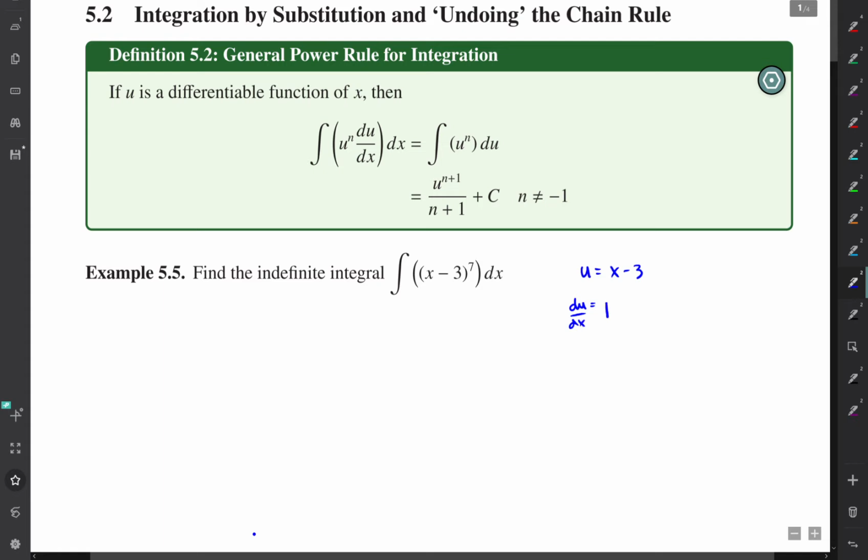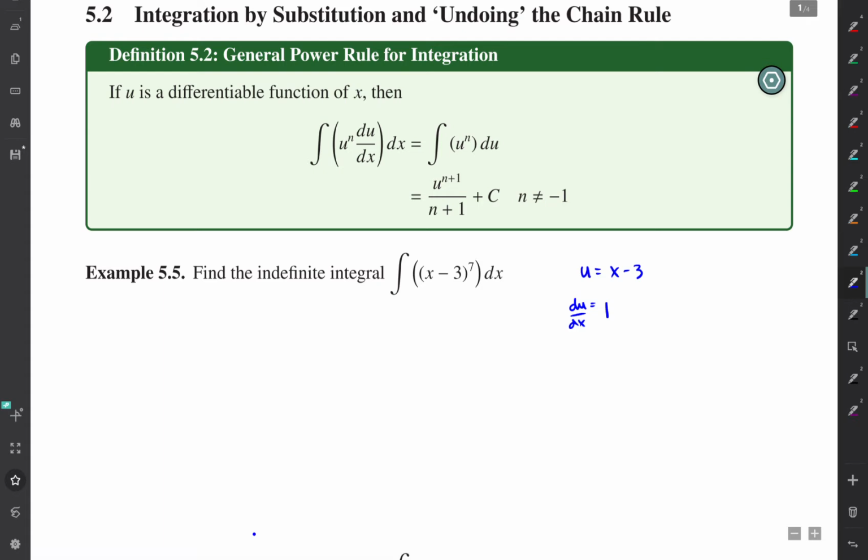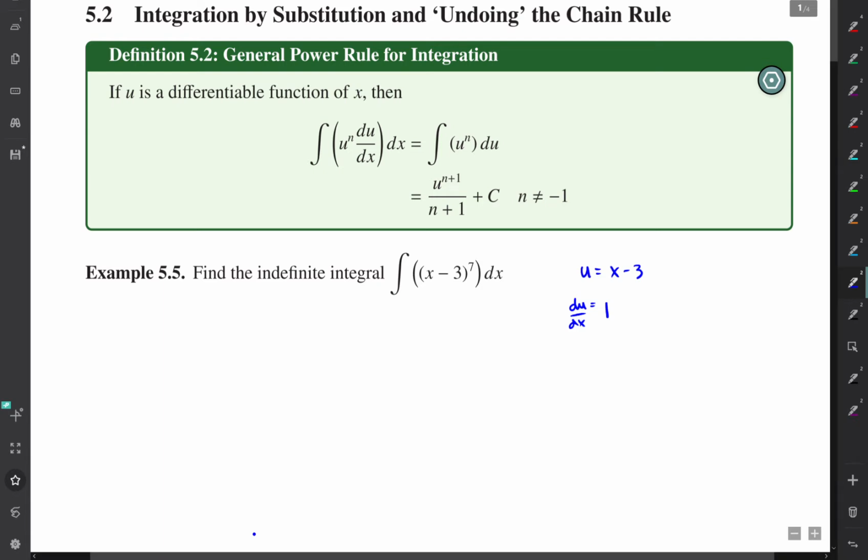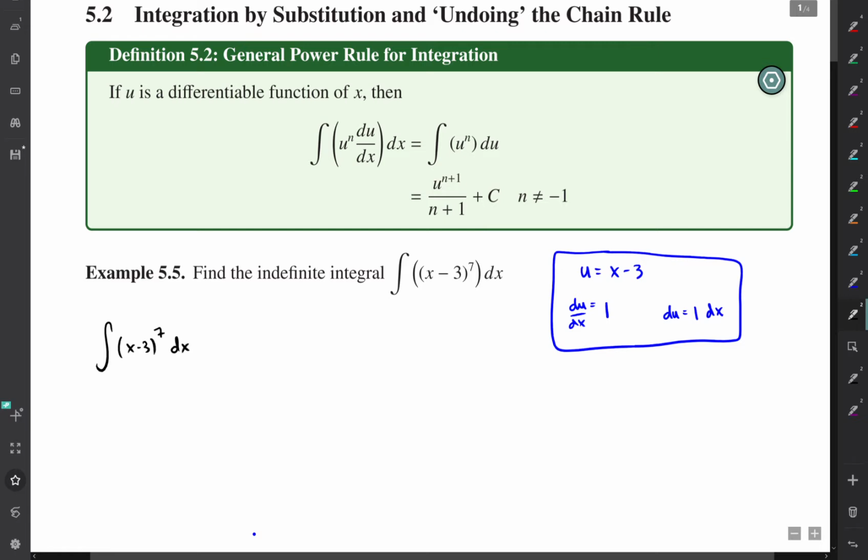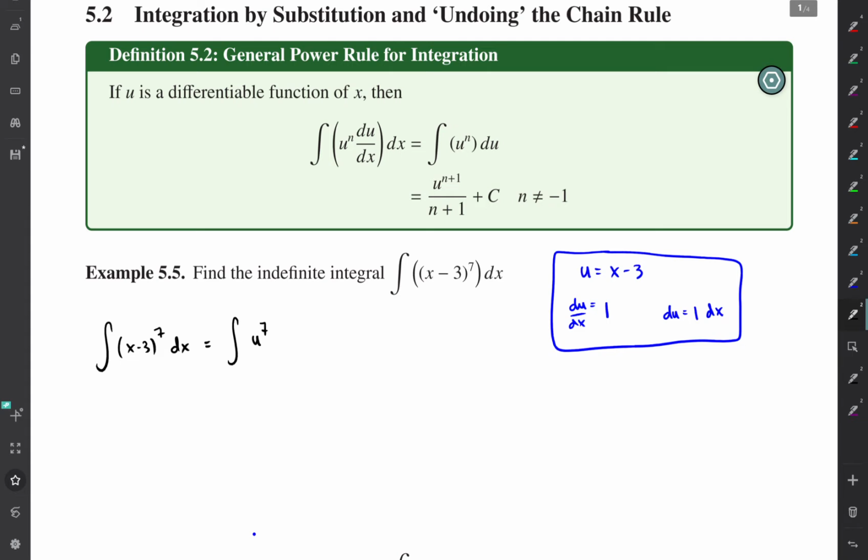All right, the derivative of x is 1. And if du dx equals 1, if we multiply both sides by dx, then we have that du is equal to 1 dx. Okay, so this is kind of the side scratch work. And now that I've done all that scratch work, I have that this expression is equal to u to the 7th, because u was x minus 3, and then dx is du divided by 1.